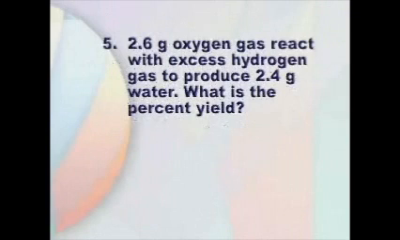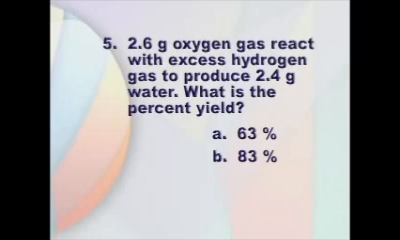You will need your answer from number 4 to solve number 5. 2.6 grams of oxygen gas reacts with hydrogen gas to produce 2.4 grams of water. What is the percent yield? A. 63%. B. 83%. C. 160%. D. 46%.